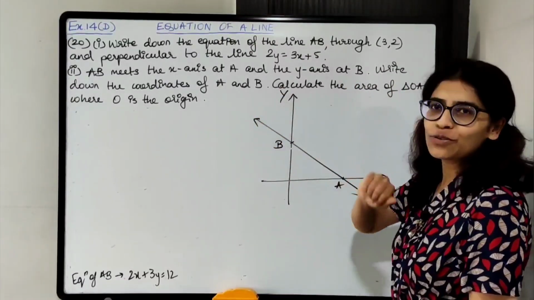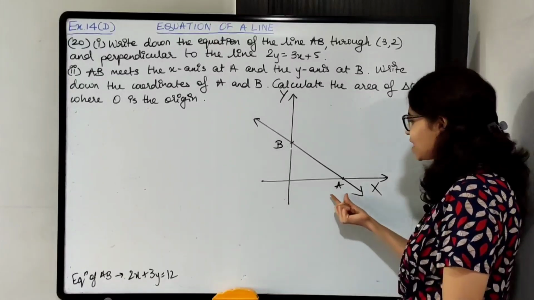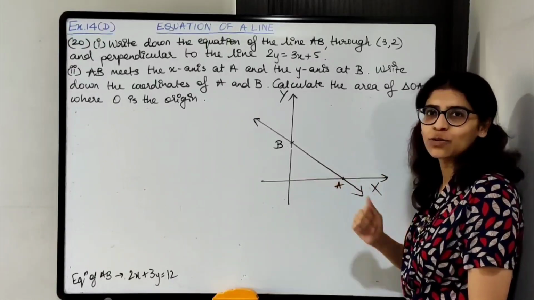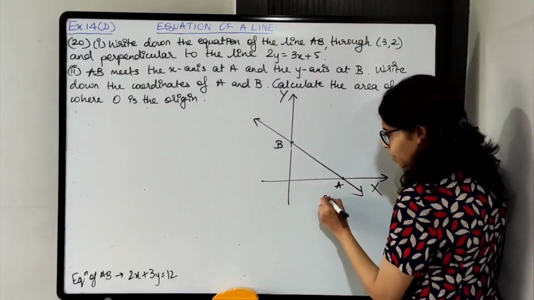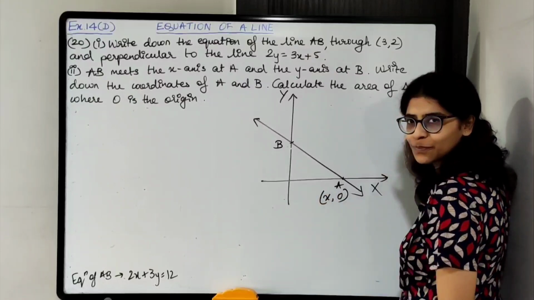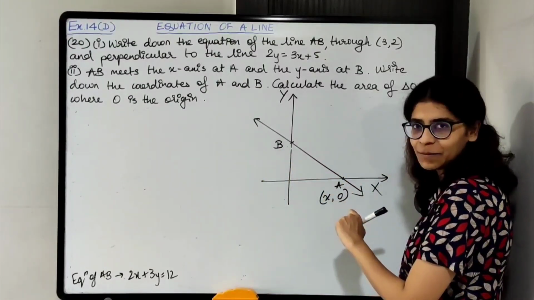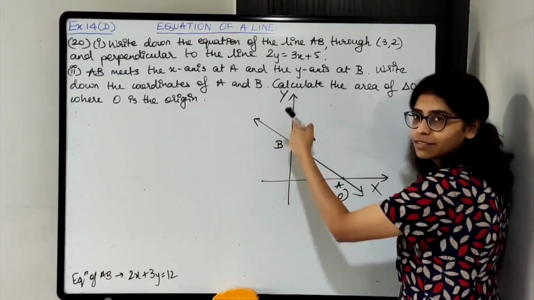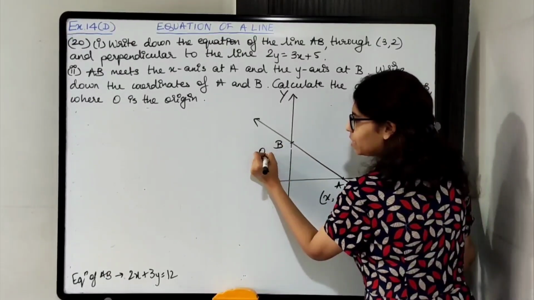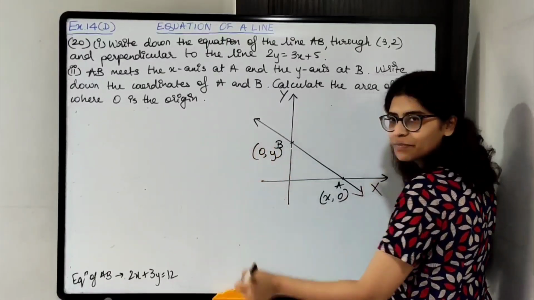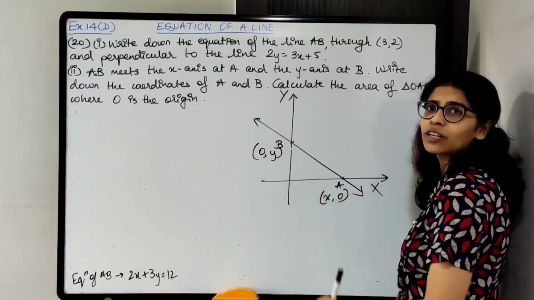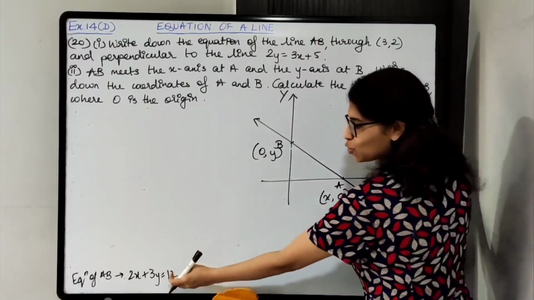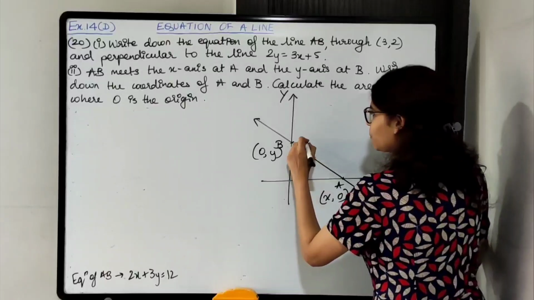Write down the coordinates of A and B. A, it is lying on x-axis, so y coordinate 0 हो जाएगा. It will have x coordinate but y coordinate will be 0. Same way for B, y coordinate होगा but x coordinate will be 0 because it is lying on y-axis. So x coordinate will be 0, y coordinate will be something. I can easily find the coordinates because I know the equation of the line. Equation of the line we just found in first part.